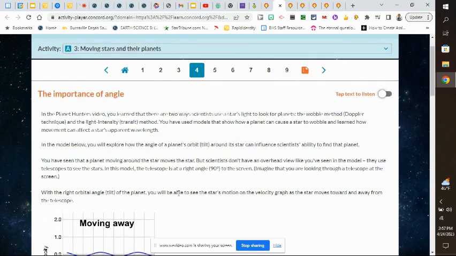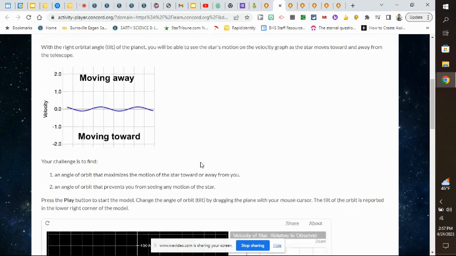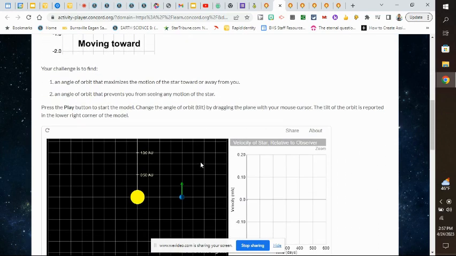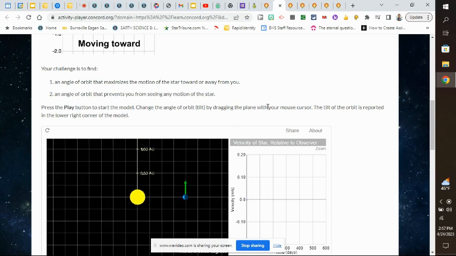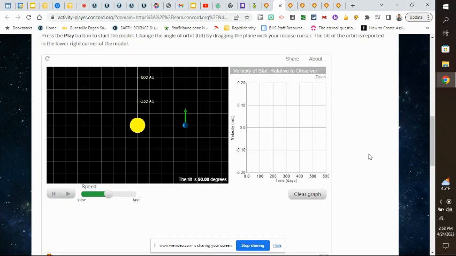So in the video you saw at the beginning of this unit, you saw that there are two ways that scientists use light to look for planets: the wobble method, which is Doppler technique, and the transit method. We've learned about both of those now. Now this is going to help you understand how angle affects the velocity of a star relative to the observer. So we're looking for that Doppler shift again.